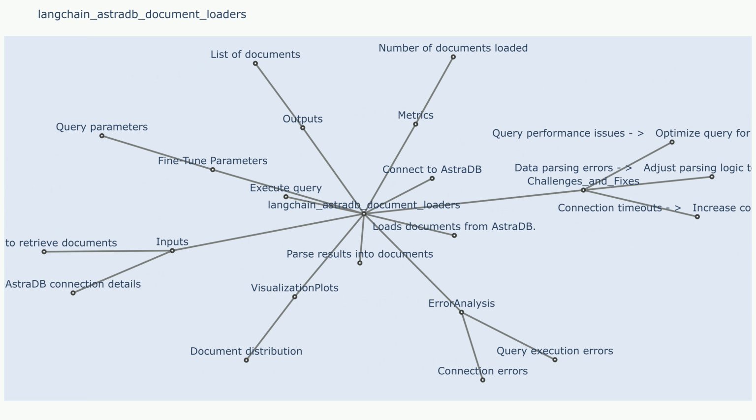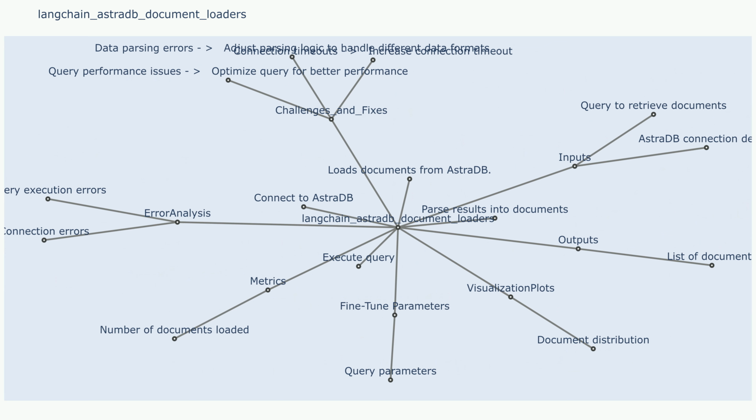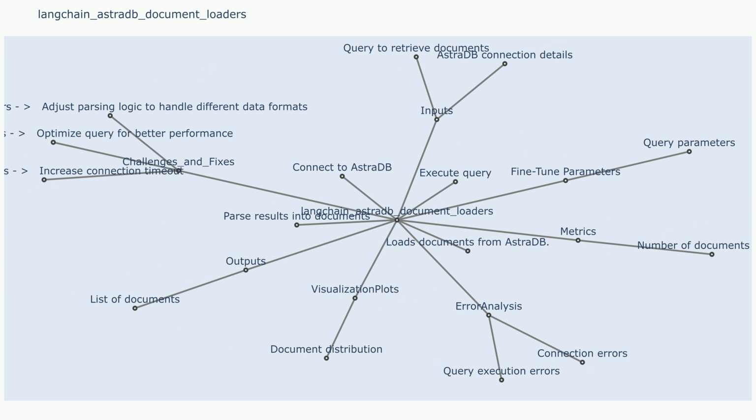Metrics. Metric 1: Document count, the total number of documents loaded from Astra DB. Metric 2: Load time, the time it took to establish the connection and retrieve the data from Astra DB. Visualization plots. Visualization plot 1.